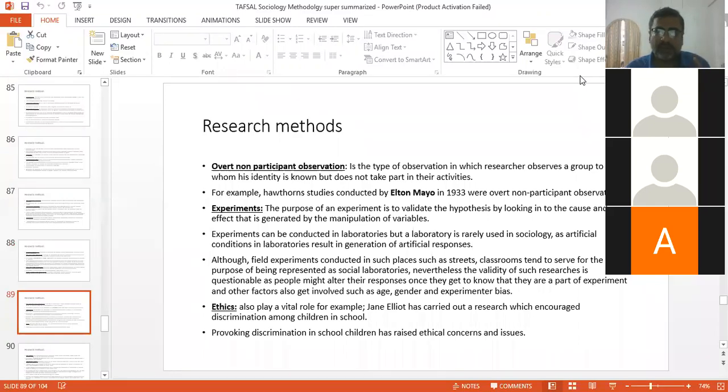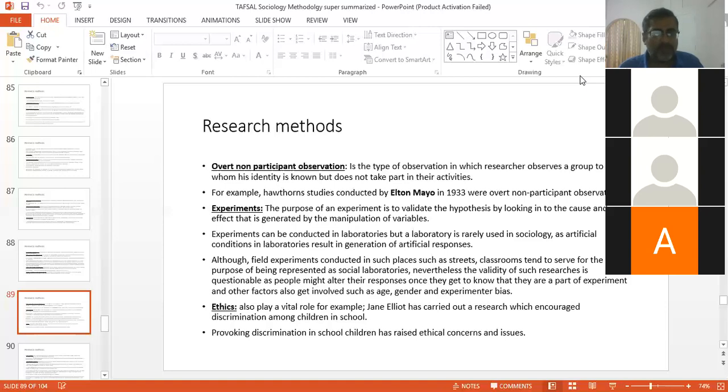In overt non-participant observation, you are not part of the group, but the members of the group know that you are observing them and there is a purpose. You do not hide your identity, you do not hide your purpose. The classic example of this are the Hawthorne investigations, which took place in the early 1930s, where Elton Mayo observed a group of workers working in the Hawthorne industries, but he was not part of the group. It was non-participant, but he did inform them of his identity, and that he was going to observe them with a purpose. And then the next method that we can use is experiments.